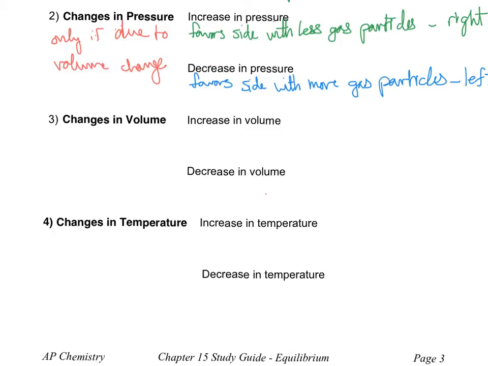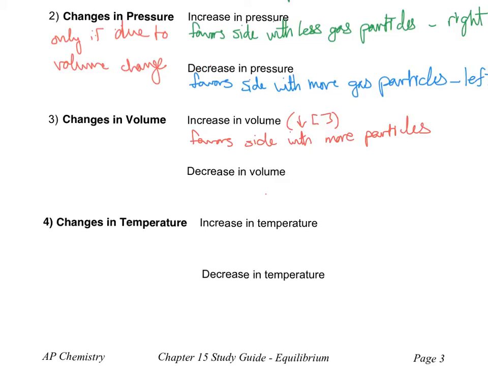So let's write that down so that we have it here. An increase in volume means a decrease in concentration. So now my concentration is too low. So to make up for it, we're going to go to the side that has more particles so that my concentration goes back up. So it favors the side with more particles.